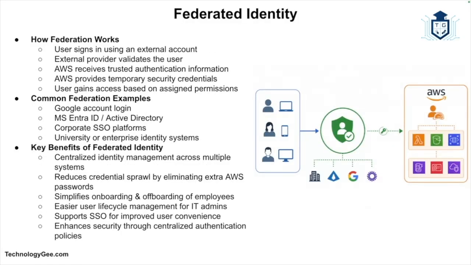All right, moving on, we have what are called federated identities. So instead of creating identity and access management users, you can use federation. And basically, this means that users can authenticate through an external system. And obviously, for that to happen, AWS has to trust that system. So an example could be your Google login or your corporate Active Directory account. And the benefits are it provides centralized identity management, reduced credential sprawl, and it has easier user lifecycle management.